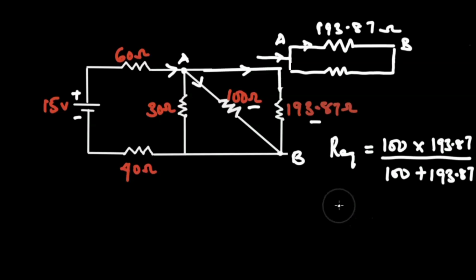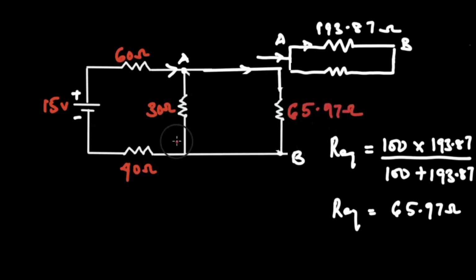So back to the problem. R equivalent, when we solve this, R equivalent will be 65.97 ohms. Alright, so we're going to redraw our circuit to have an equivalent resistance of 65.97 ohms.